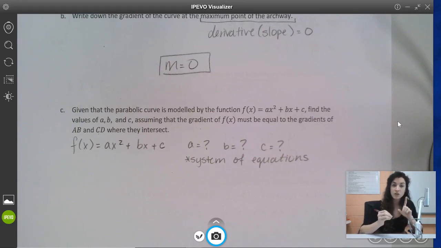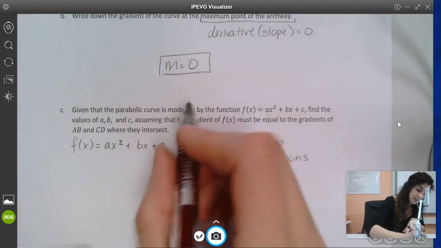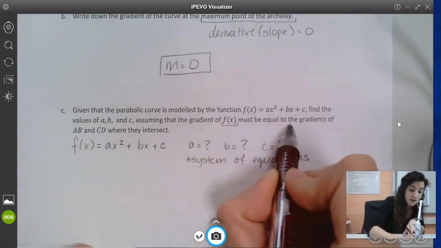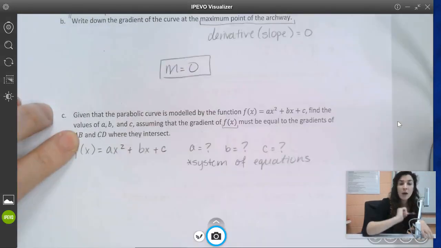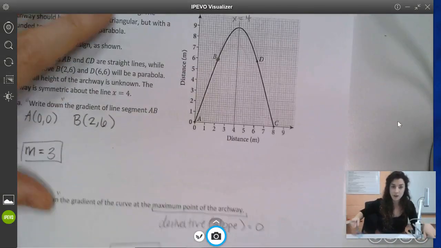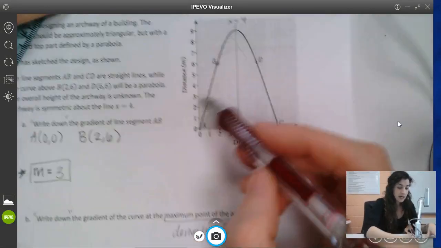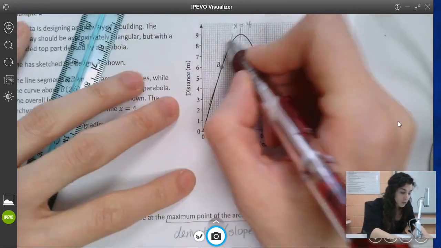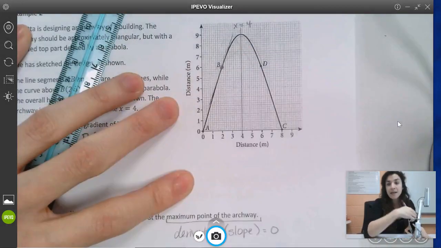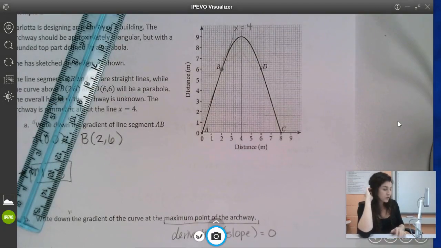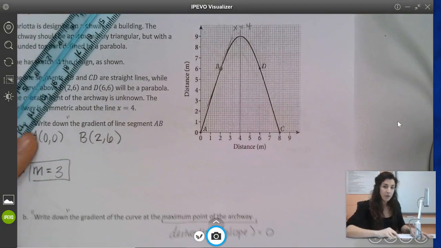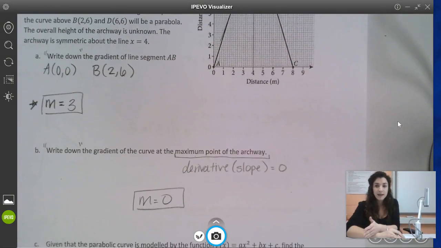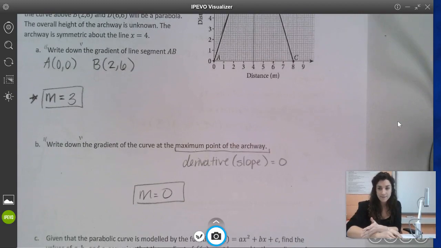So we need to look at first the hint that it gave us here that says assume that the gradients of f of x, so our parabola, must be equal to the gradients of those lines where they intersect, which is what I said earlier. That since the gradient of AB is 3, then the slope of the tangent line at B is also 3. So it says, hey, keep that in mind, which is a breadcrumb. Why would they say hey, keep in mind that at the point B, the gradient is 3?